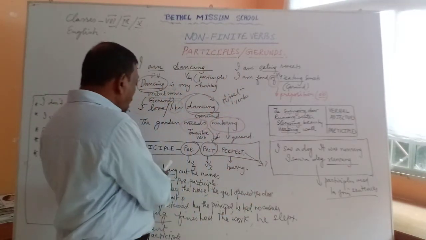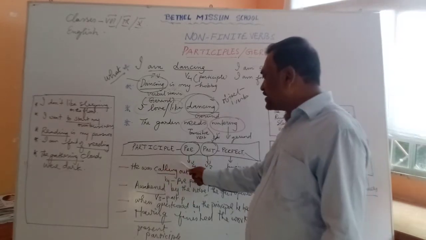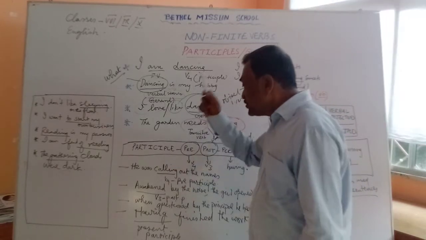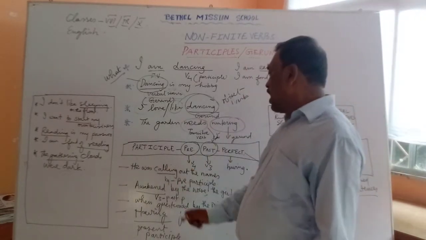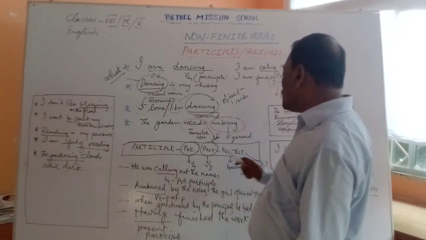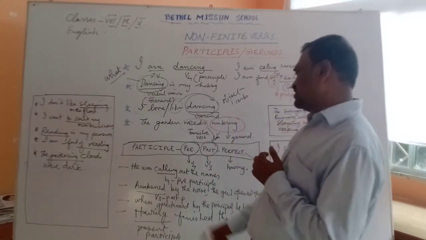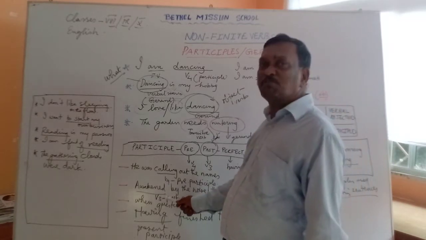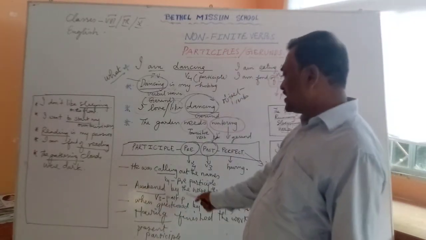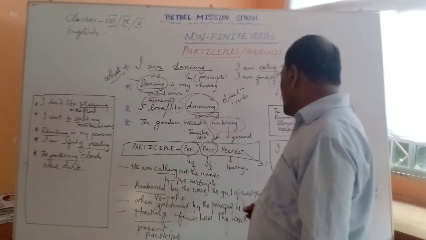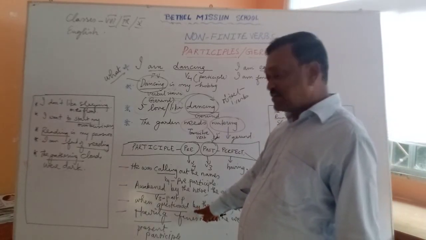Look at the sentences. He was calling out the names. Before, the helping verb was, and then comes the ing form, that is a present participle, that is calling. So here it is a present participle. Be sure of that. It comes after a helping verb. Awakened by the noise, the girl opened the door. Awakened, V3. Awake, awoke, awakened. Awakened by the noise, V3, past participle. Here again it is a past participle, V3. When questioned by the principal, he had no answers, which means when he was questioned. Questioned, past participle. So here it is a participle.